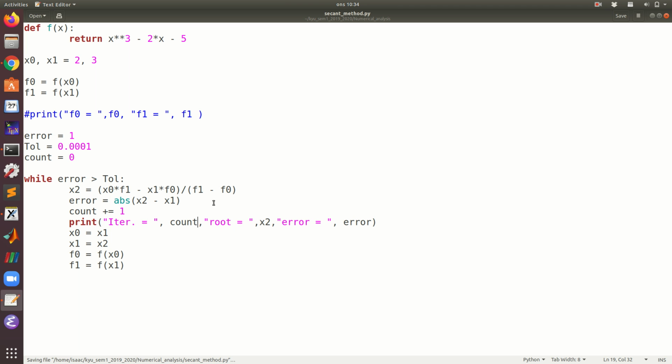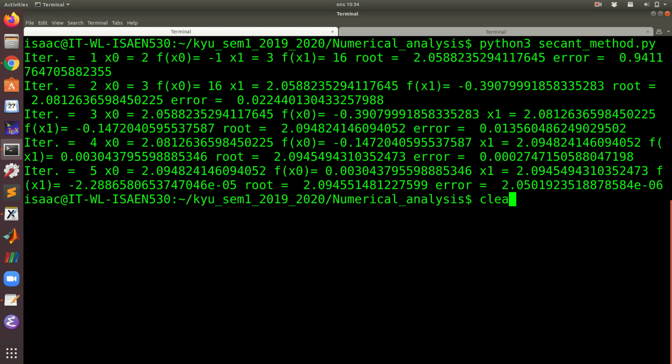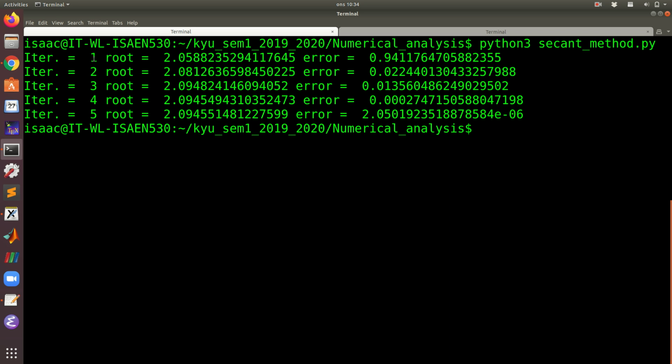So I save that, and then go here, clear that, and then we try to run it again. Yes, so we have the iteration count and then the root and then the error.